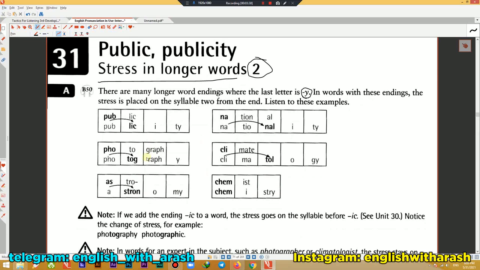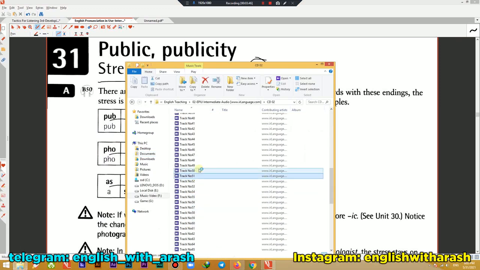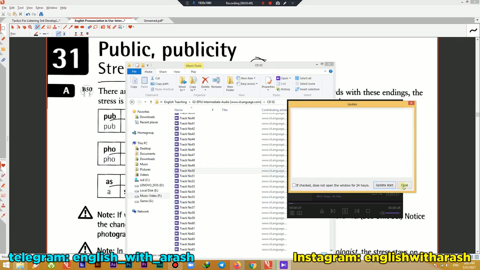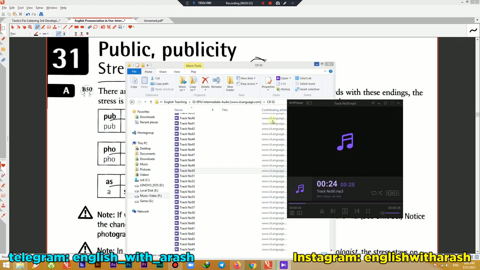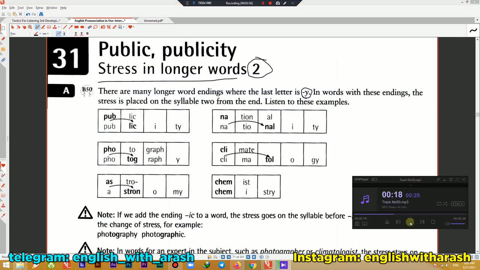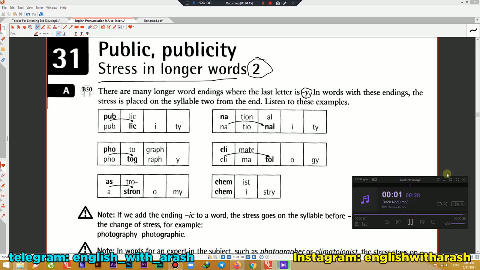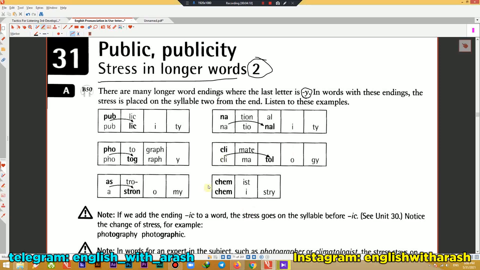So let's go and check some more words. Yeah, I can play it for you. Public, publicity, national, nationality, photograph, photography, climate, climatology, astro, astronomy, chemist, chemistry. So you see one exception here, that the stress is not changing.